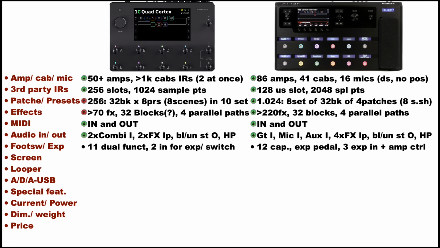The Quad Cortex has 11 dual function foot switches, meaning that they can serve also as rotary knobs in order to change parameters, where the Helix has 12 capacitive foot switches, a built-in expression pedal and very nice writing over the foot switches. The Quad has 2 inputs for external foot switches or expression pedals, and the Helix has 3 inputs for expression pedals and an amp control out. So here the Helix is better.